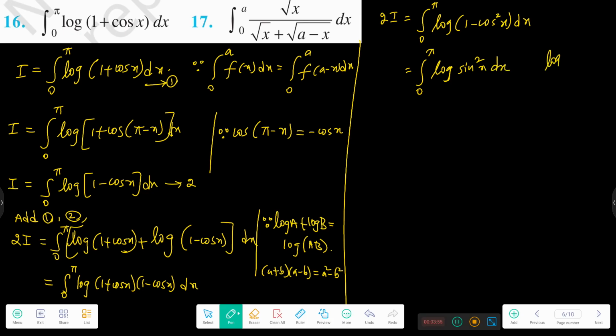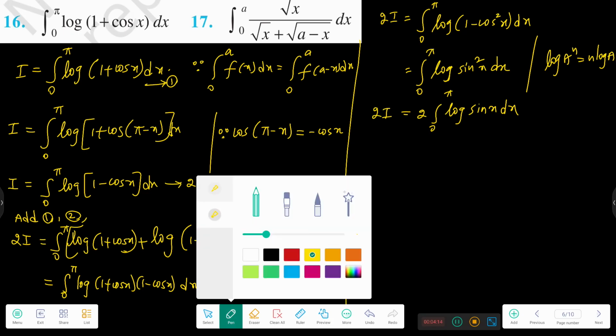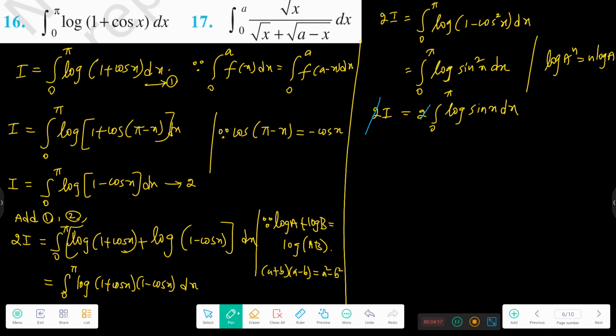This looks like log a power n equals n into log a. So the power 2 you can bring in front. So we can write 2 times integral 0 to pi of log sin x. On the left hand side we have 2 times I, so the 2 cancels on both sides. So what I am getting is I is equal to integral 0 to pi of log sin x into dx. After simplifying, the 16th one became like this.